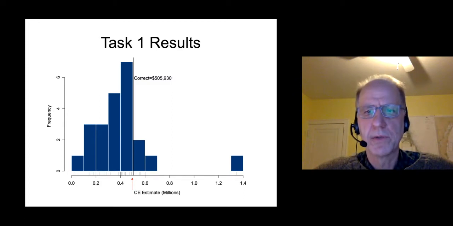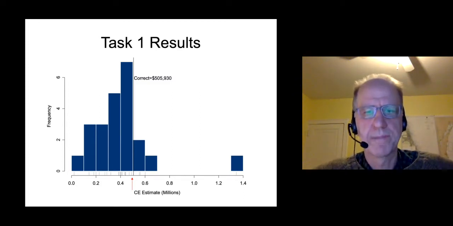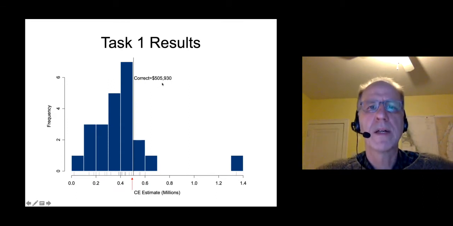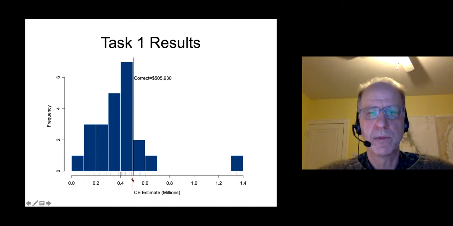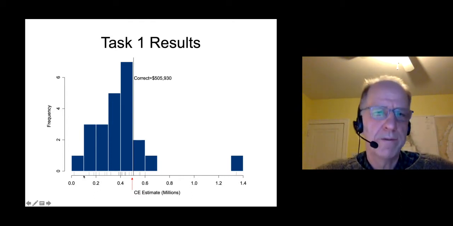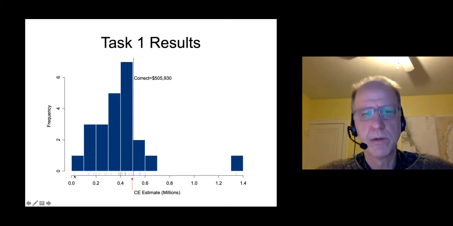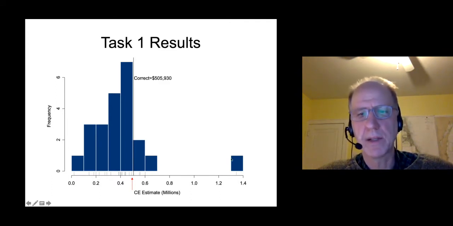Here are the results from all these famous professors and famous consulting firms. So remember, the correct answer was about $506,000, which is indicated by this red arrow. There were some entries that were way off. I don't know how you could ever guess that that group would be worth a tiny amount, or be off by several orders of magnitude here.